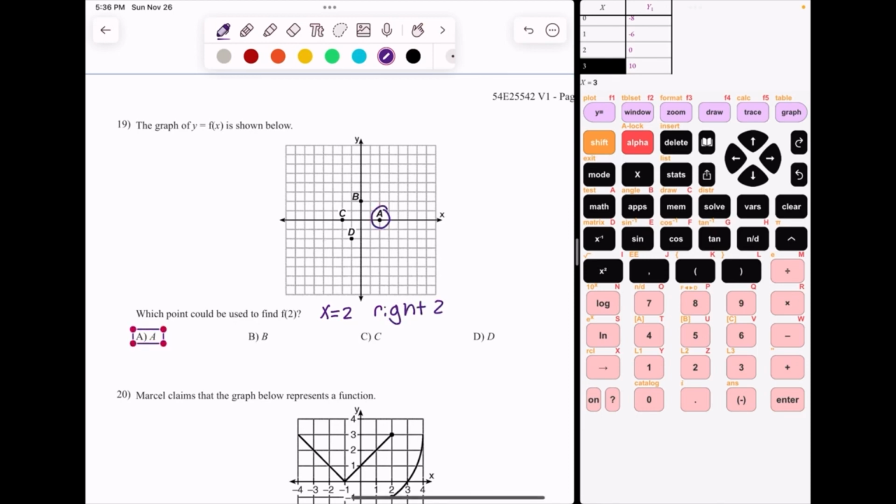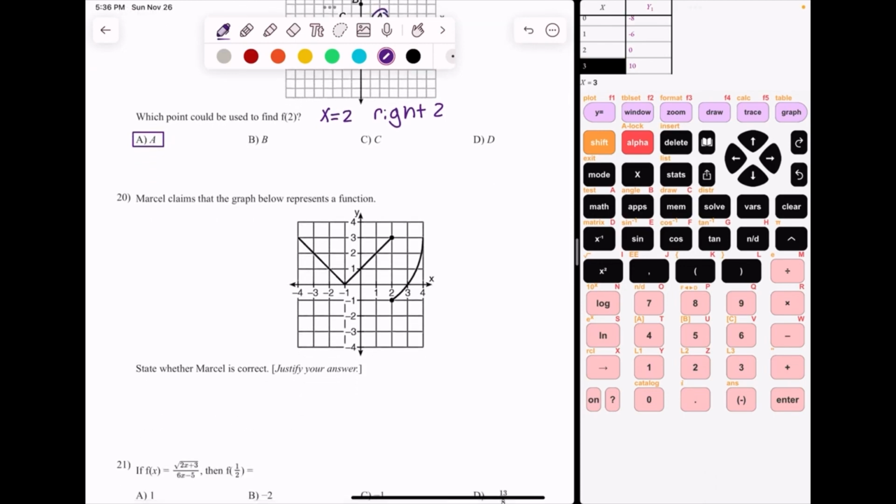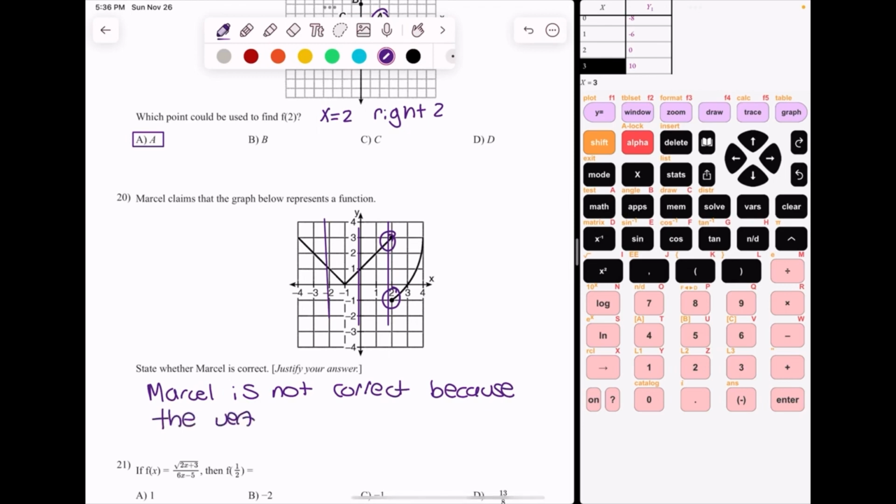All right, 20. This person claims that the graph below represents a function. State whether they are correct. Here, good, here, no good. Look, it crosses here, and it would cross here. So, this person is not correct because the vertical line at x equals 2 has 2 points, basically meaning that there's 2 y values.